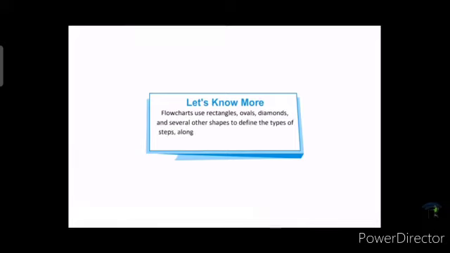Students, let's know more that flowcharts use rectangles, ovals, diamonds, and several other shapes to define the types of steps, along with connecting arrows to define the flow and sequence of the process.